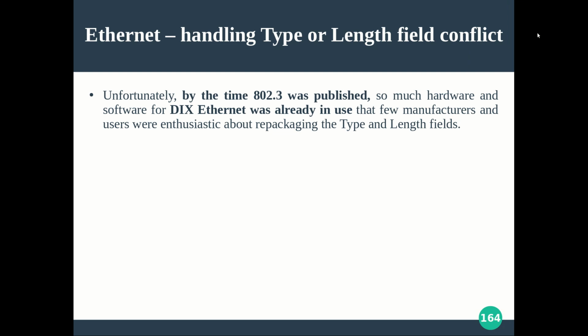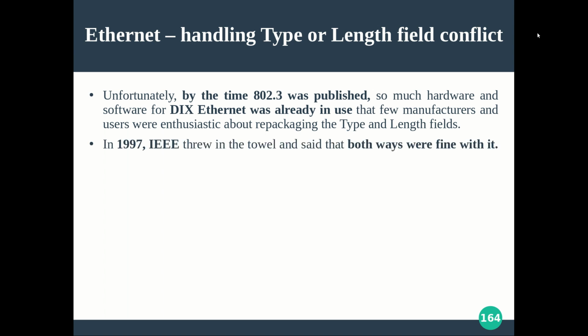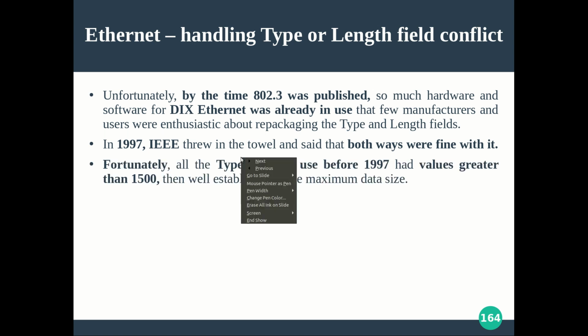Okay, so that kind of a confusion was there among people, whether to use it when this type is suddenly changed to length, how things will work. So in 1997, I mean, after the 83 standard came, IEEE threw in the towel and said that both were fine. So you can use anything as you wish. Like that they came up with a conclusion. Both were fine in the sense that in the same field you can store either the type information or the length information.